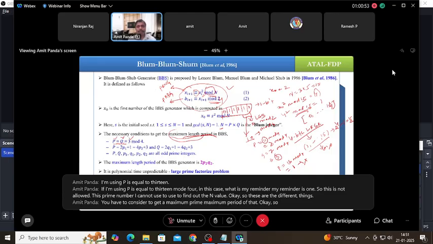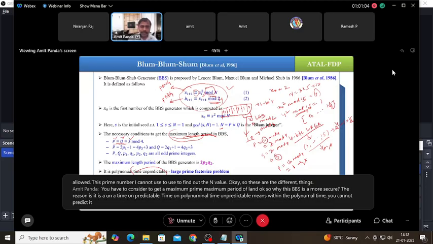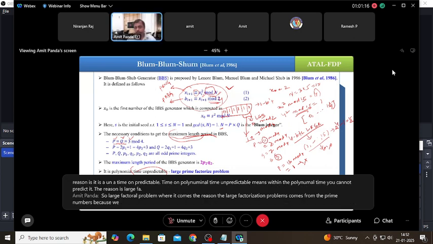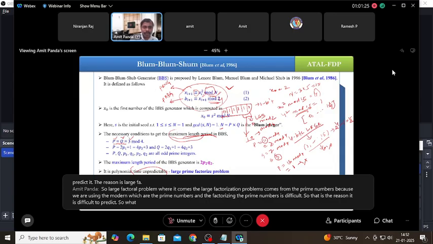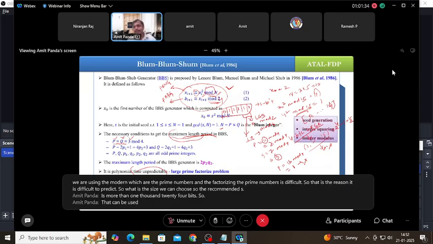Okay, so why is this BBS more secure? The reason is it is polynomial-time unpredictable, which means within polynomial time you cannot predict it. The reason is the large factorization problem. The large factorization problem comes from the prime numbers, because we are using mod n, where n is built from prime numbers, and factorizing is difficult. So that is the reason it is difficult to predict. So what size can we choose? The recommended size is more than 1024 bits, and that can be used as a seed. Okay.